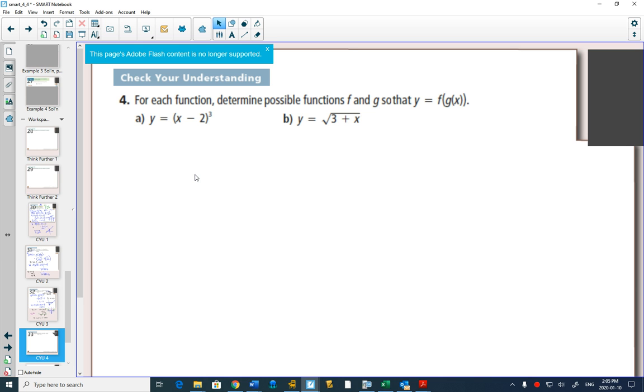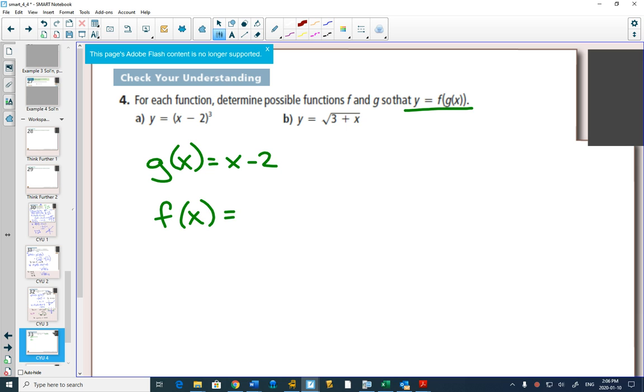Okay? So when you have a composition of functions, f of g of x, you're trying to say that g of x is inside of f of x. Okay? In this one, can you see the x minus 2 is inside of something being cubed? So you could make g of x, your inside function, be the x minus 2, and your outside function is cubing whatever you get.